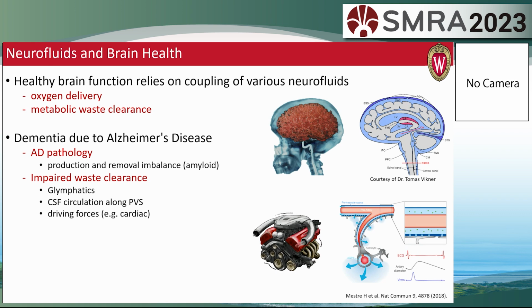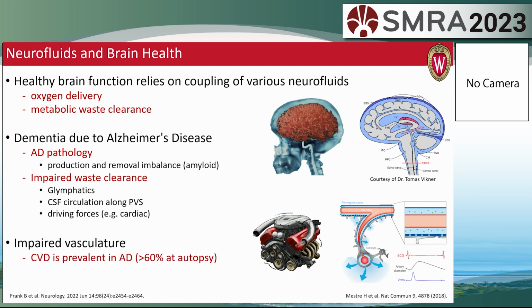I imagine that some of you have heard of these models called glymphatics, and there are other proposed models, but almost all of them hypothesize that CSF circulation along the perivascular spaces helps remove metabolites from the brain and clear the brain of amyloid, for example. Importantly, most of these models assume that cardiac pulsatility, or cardiac-driven motions and forces, are driving this CSF clearance.